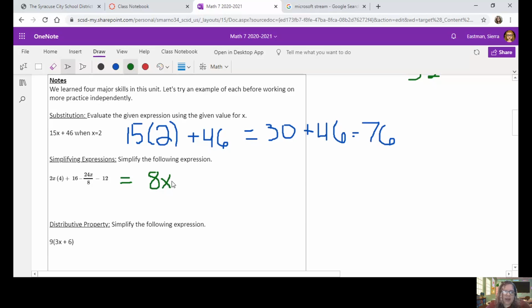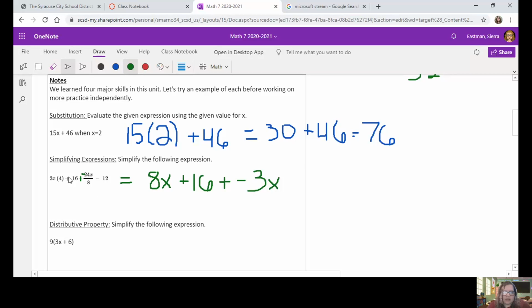The 16 is not being multiplied or divided, so I'm going to keep that the same for now. And then I have a minus 24x divided by 8. Or we can change that to a plus negative. And so when I divide those 2 numbers, remember we want to focus on the coefficients first. Negative 24 divided by 8 is going to be a negative 3 or a plus negative 3. And then we keep that variable on the end.